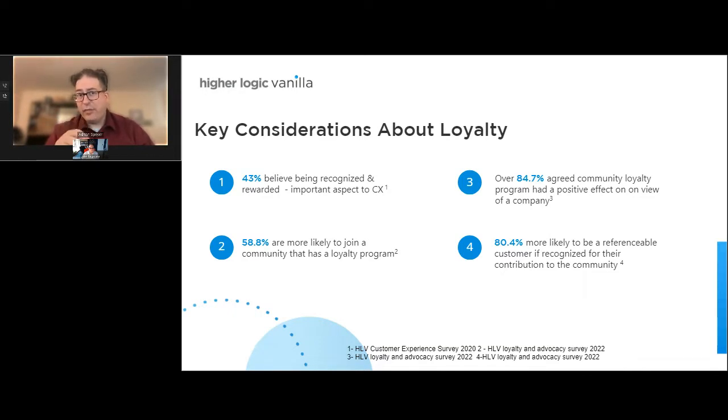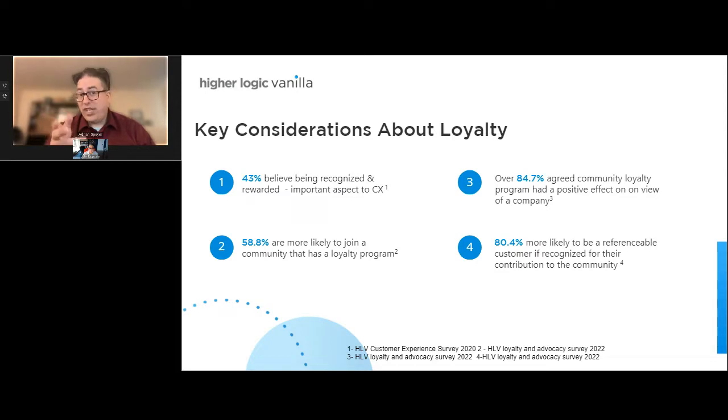So almost half, with others having a feeling it's a bit important, it's enough for us to pay attention. This is in some research that we did. So we recognize that people love to be rewarded, and that's an important aspect. We learned that 58.8% are more likely to join a community that has a loyalty program. So obviously it's an important aspect to having that engagement that happens in there.